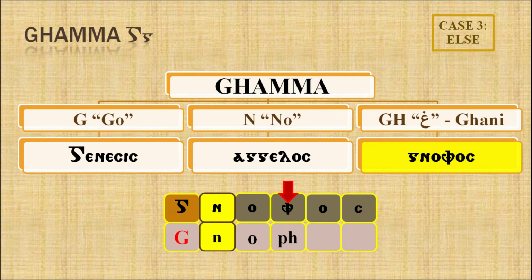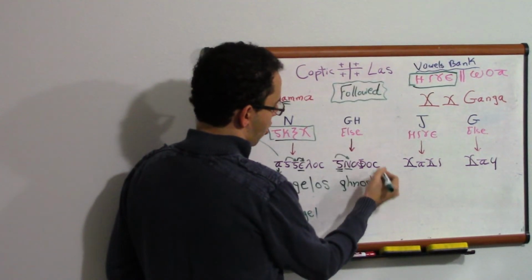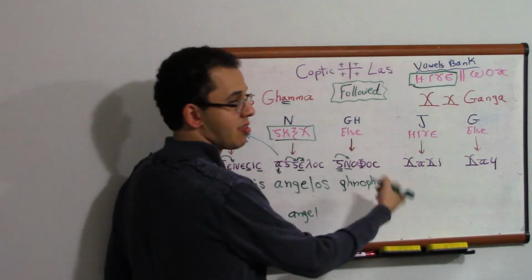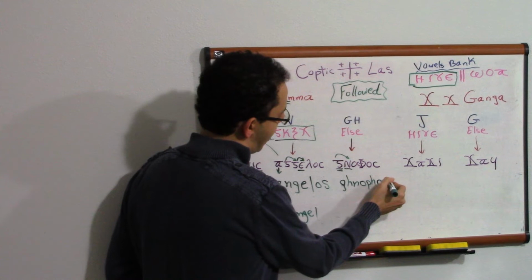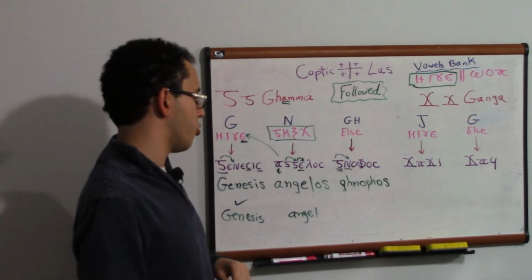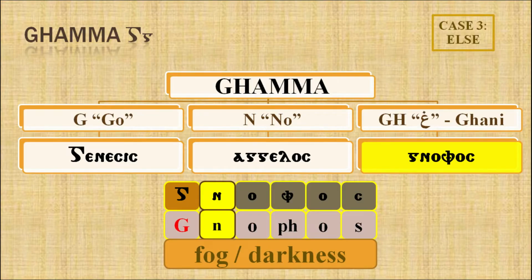So BH or F both good. And then Omicron is another O. And finally the Sima. This is again another Greek word, but because the Sima is not followed by me, therefore it will be an S. And you put the whole word together and you get Gonophos. Gonophos means fog or darkness, but fog is the more accurate one.